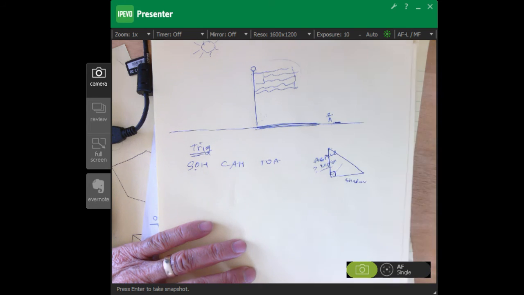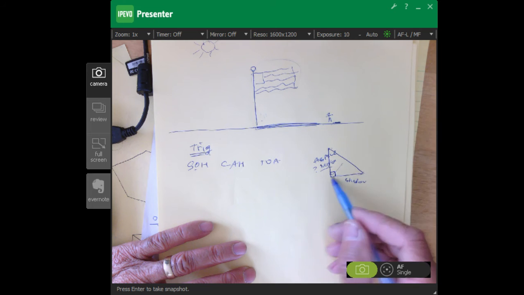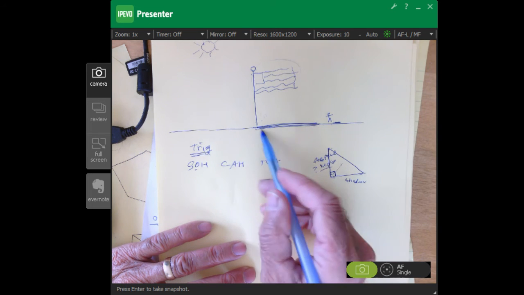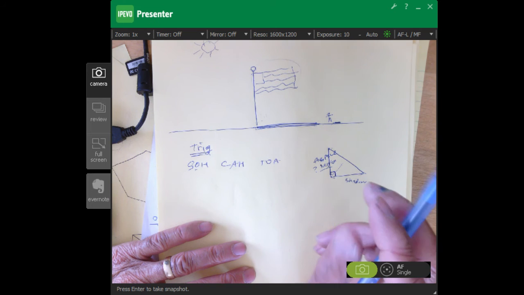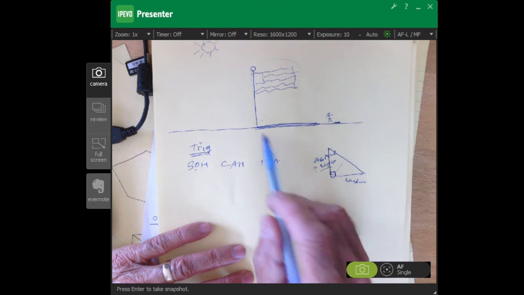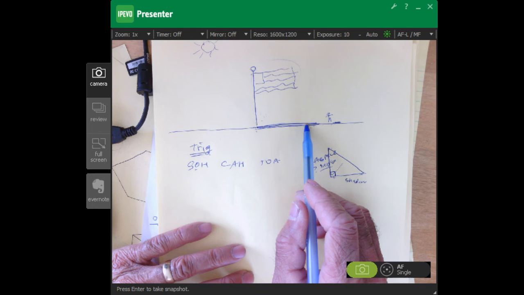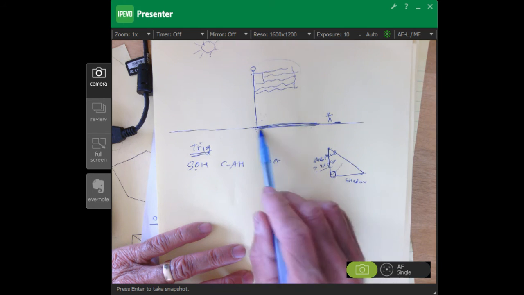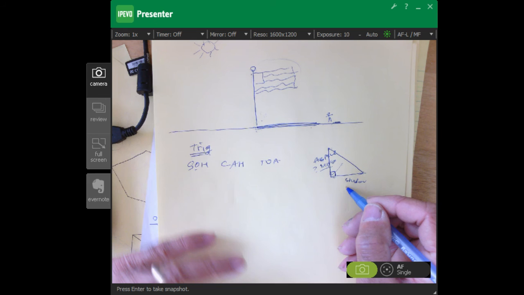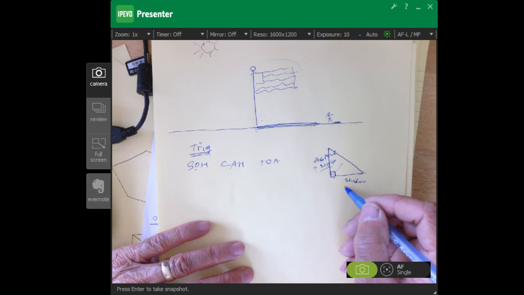So we don't know that side. What about the shadow? Can we measure that? Okay. And the answer is yes. That's relatively easy to measure. We can, with a long measuring tape, or there's different ways you can measure the length of the shadow when you're on the ground. And so that's what we're going to do. We're going to measure the length of this. Let's say the shadow is 32 feet.